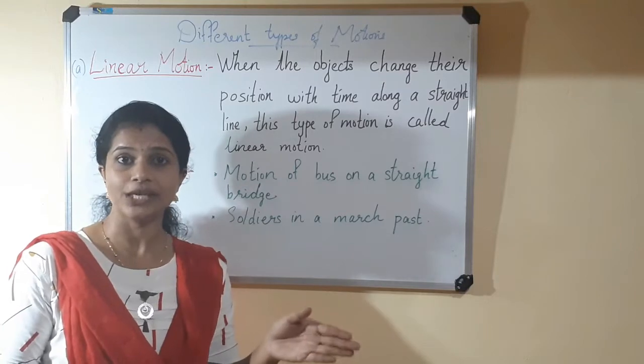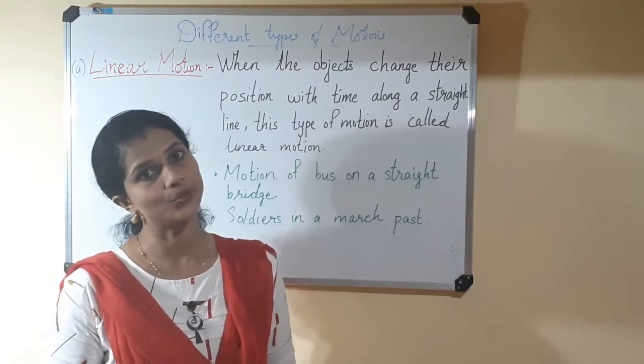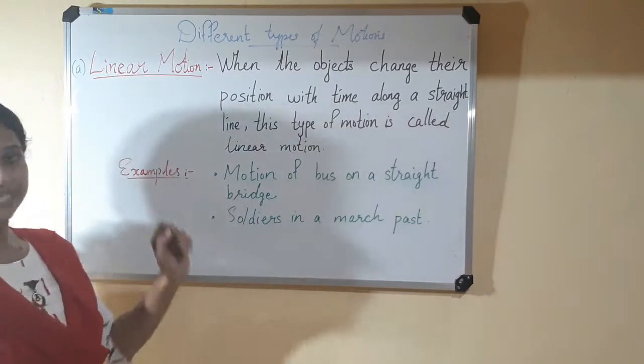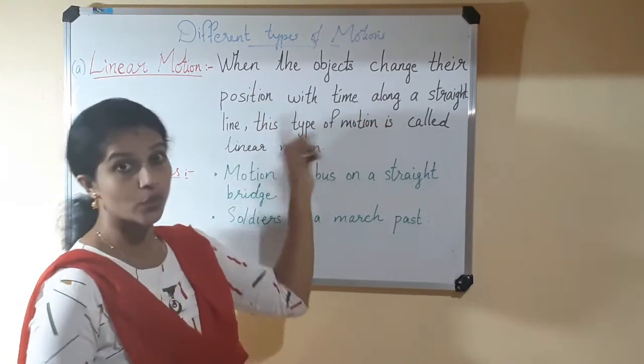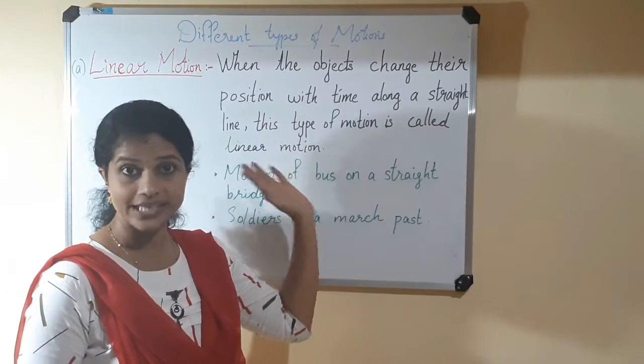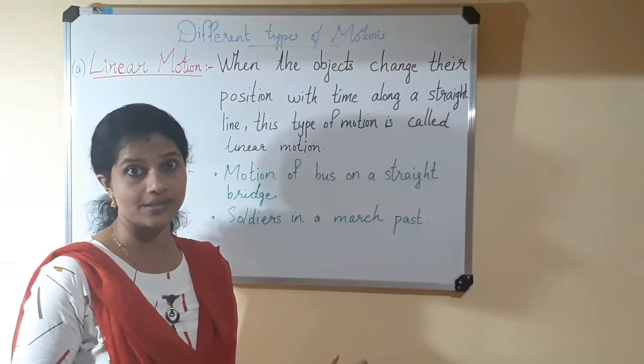तो लीनियर मोशन ये होता है जो ऑब्जेक्ट का मोशन हो रहा है लेकिन वो एक स्ट्रेट लाइन में हो रहा है. सिंपल. So let's see the definition. When the object changes its position with time. हमें पता है, हमने ऑलरेडी देखा टाइम से हम कैसे कनेक्ट करके मोशन की बात करते हैं.